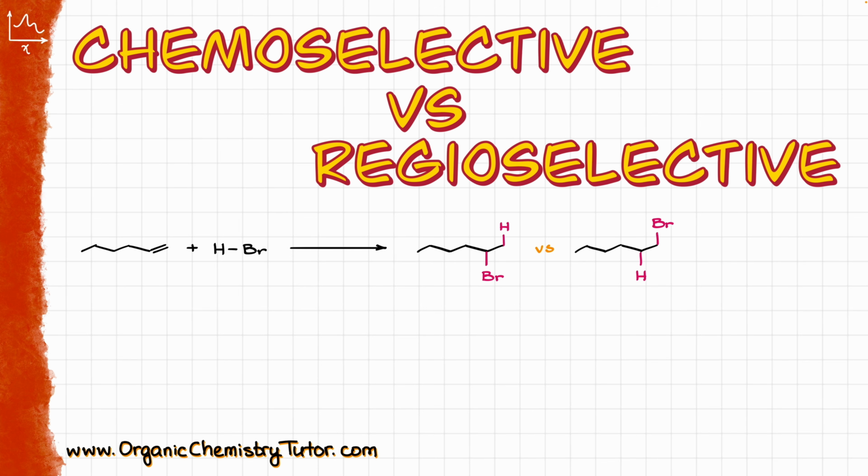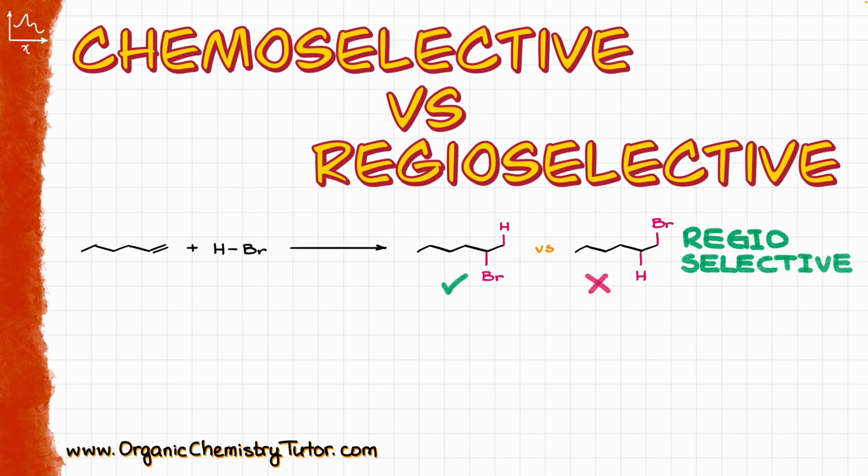If you are familiar with this reaction, you'd know that the first product is our major product, while the second one is not likely to form in any appreciable quantity. So in theory, we can make either of these two possible products. In practice, however, we only end up with one. This is an example of a regioselective reaction.